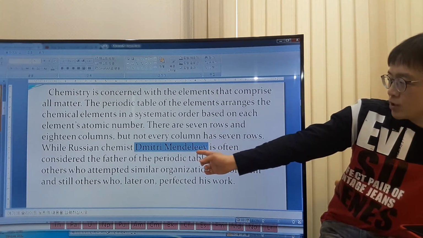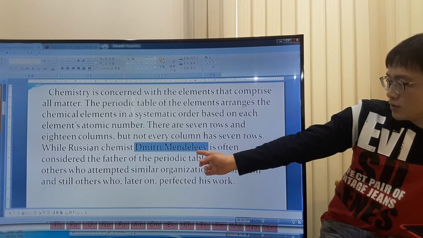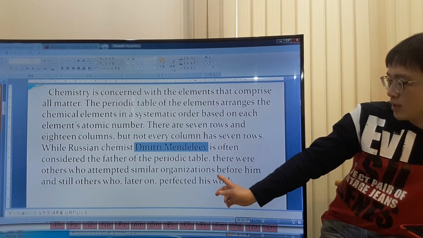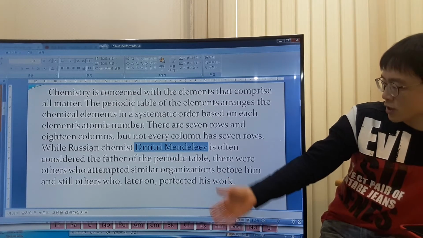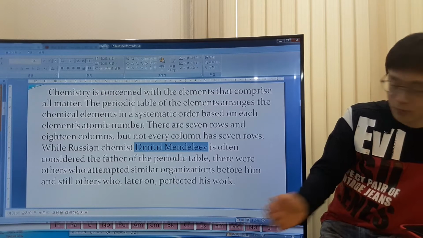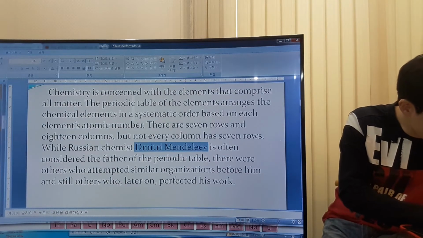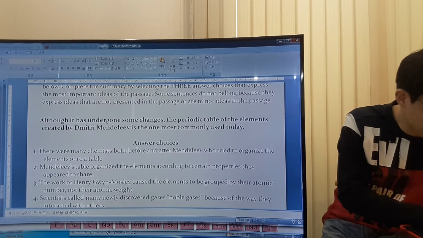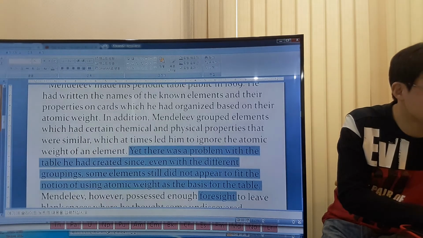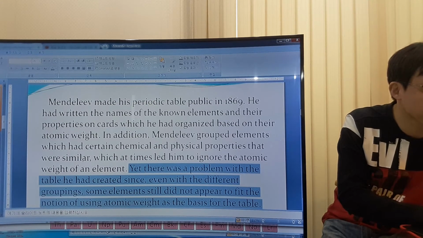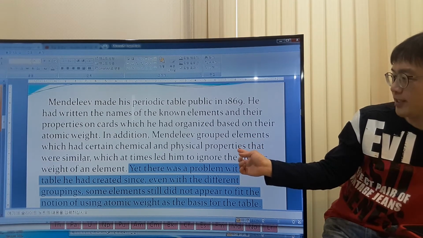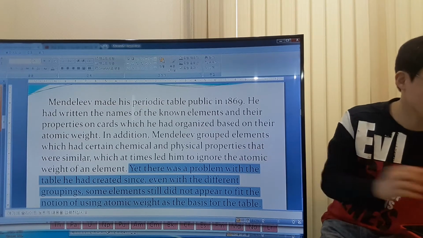While the Russian chemist Dmitry Mendeleev is often thought to be the father of the periodic table, there were others who tried similar organizations before him, and still others later on perfected his work. So number one is right, and number two, Mendeleev grouped the elements which had certain chemical and physical properties that were similar. Okay, so this is right.